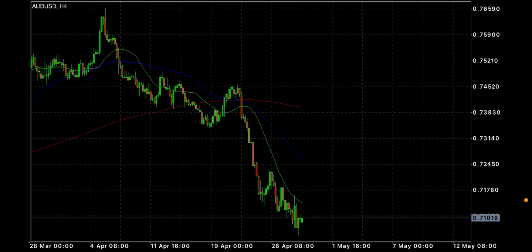Hello, everyone. Once again, this is Black Forest coming to you with another market analysis currency breakdown. We are going to be looking at the AUDUSD, also known as the Aussie USD.